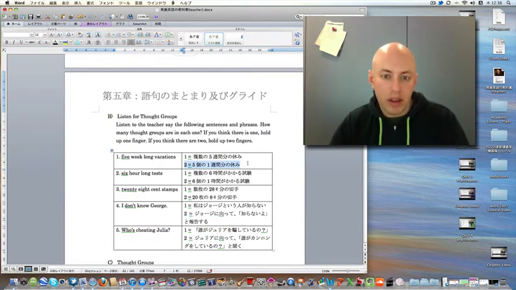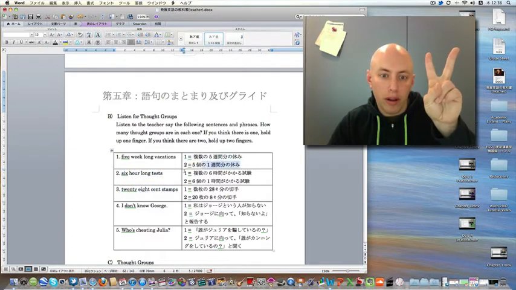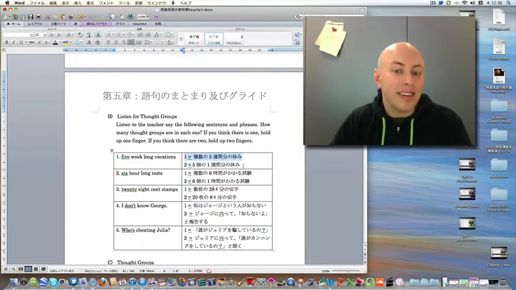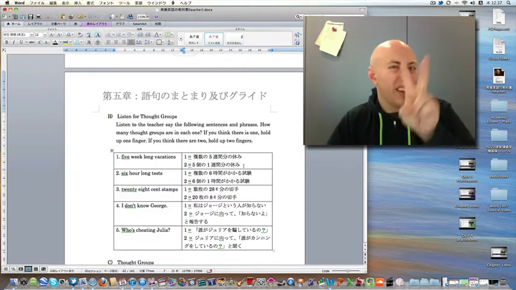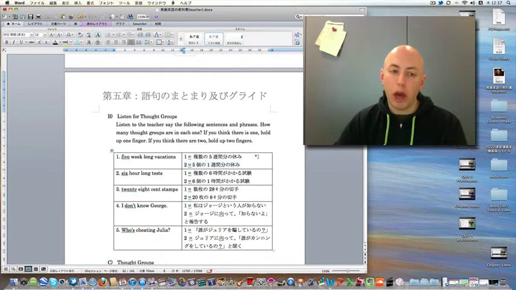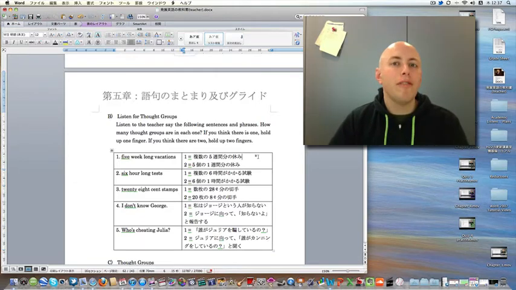So, I'm going to read the rest of these phrases to you, and I want you to use your fingers to show me which one you heard. For example, if I say "5-week-long vacations," there's one thought group, so hold up one finger. But if I say "5-week-long vacations," with a break, there's two thought groups, so hold up two fingers. Ready? Here we go. Number one, "5-week-long vacations."